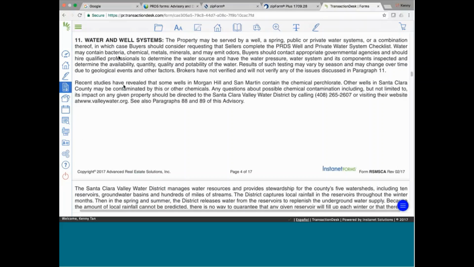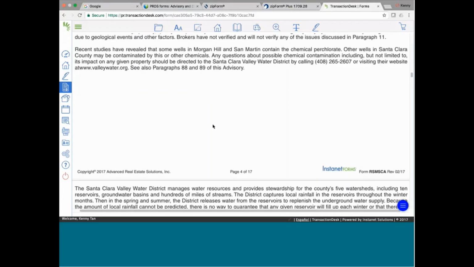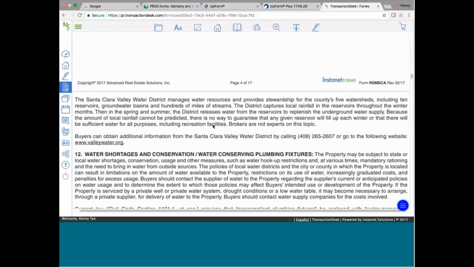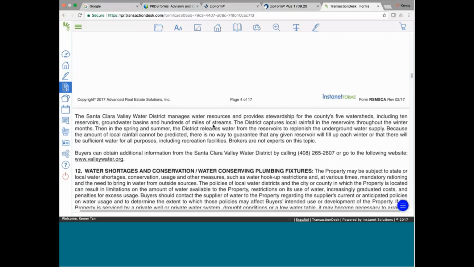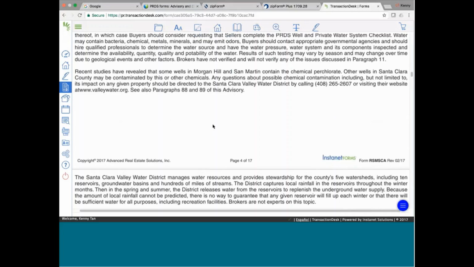Recent studies have revealed that some wells in Morgan Hill and San Martin contain the chemical fluorate. Other wells in Santa Clara County may be contaminated by this or other chemicals. So this is an advisory to the buyer that if they buy certain properties that have wells, they need to be aware that some of these wells are contaminated. Okay. So if they want more information, they just go to the website or call a phone number to get more information. Okay.